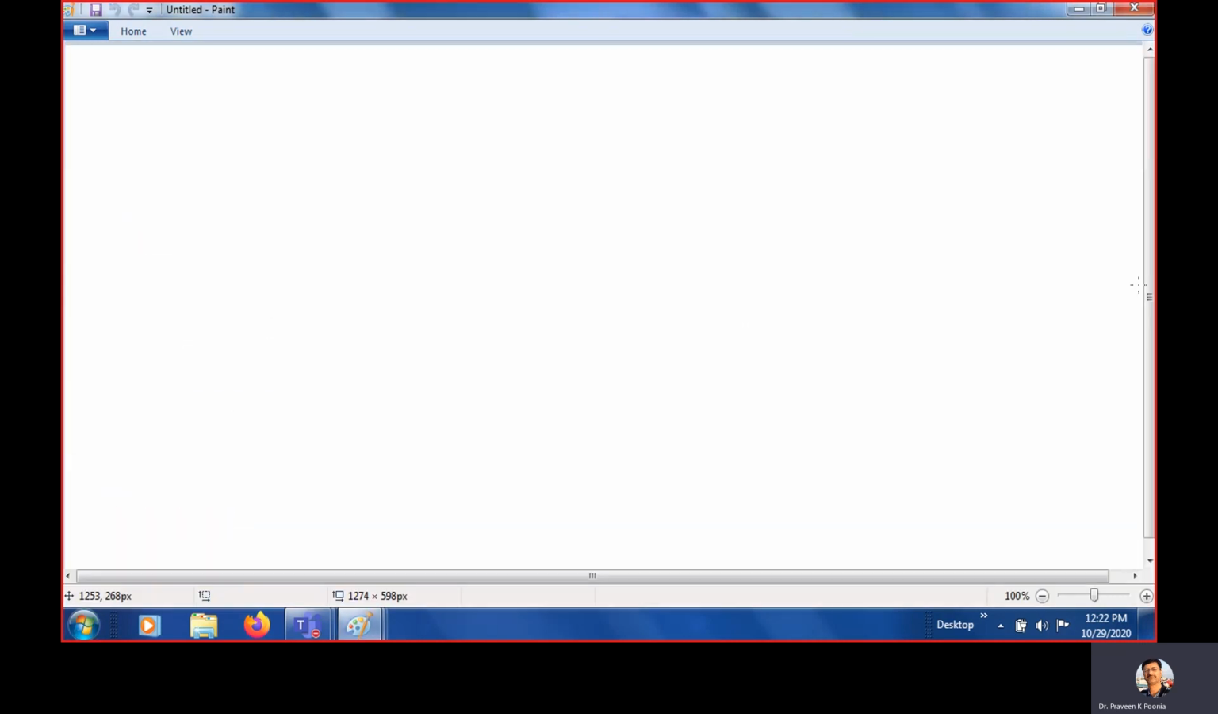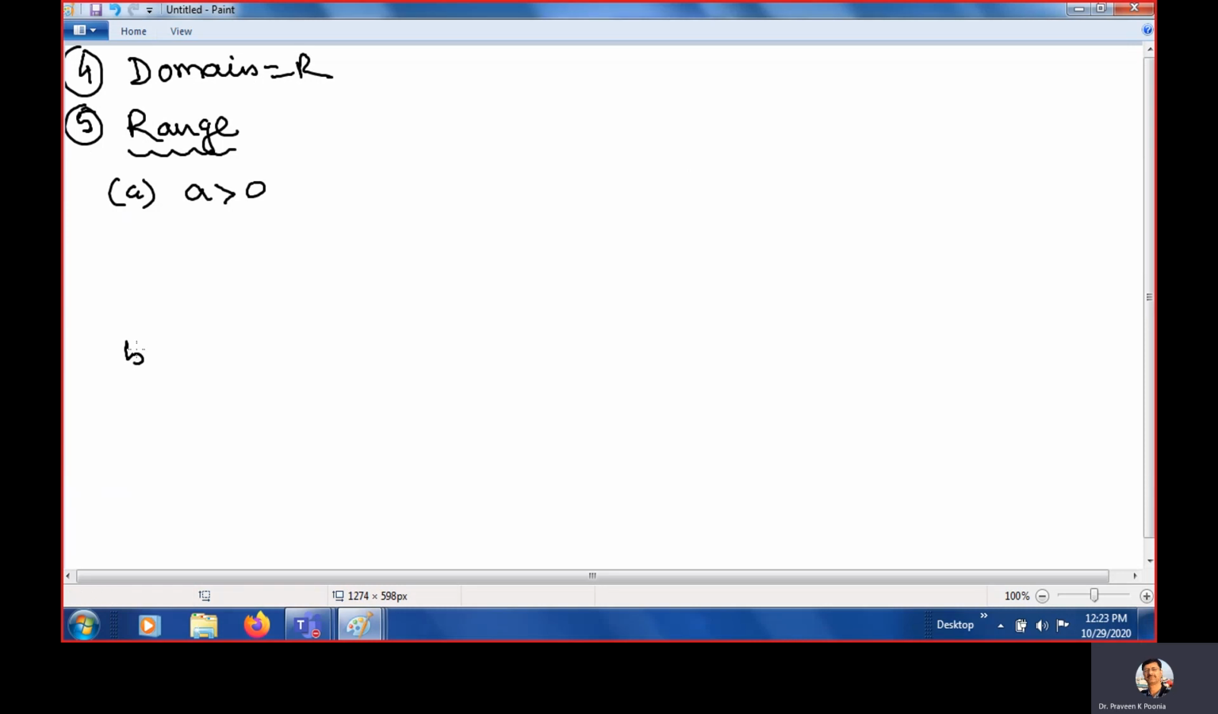Property number 4 comes into domain and range. Domain is always R. No need to check, because these are polynomial functions. So the domain is R. The fifth one comes in range. Range has two cases: case A, a is greater than 0, and case B, a is less than 0. If a is greater than 0, what type of parabola will we have? We will have this type of parabola. So this point is k.